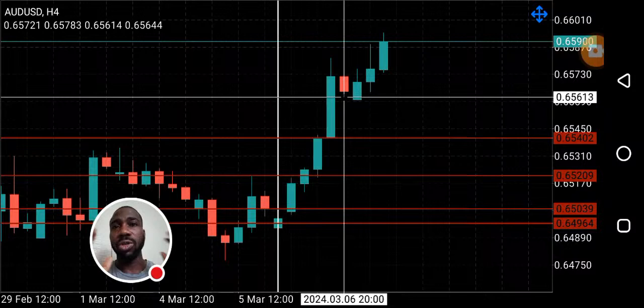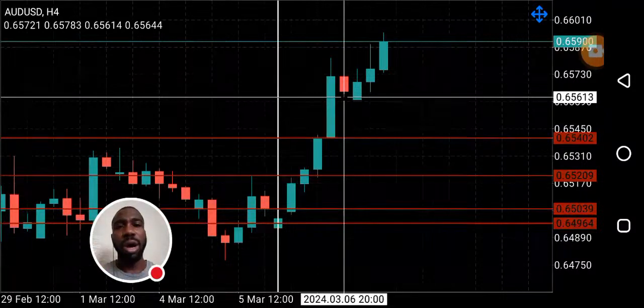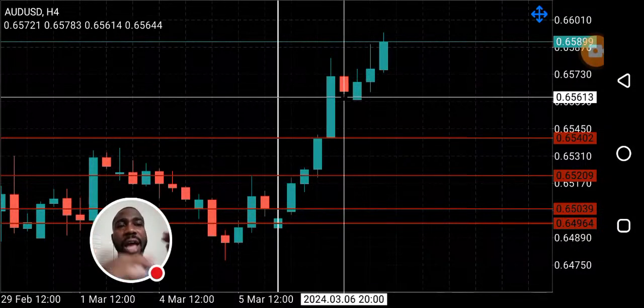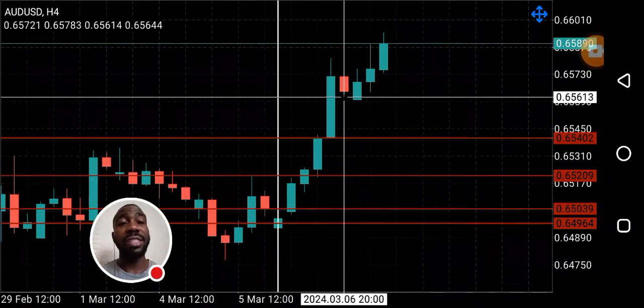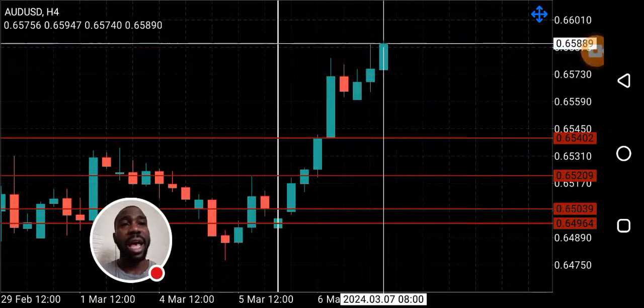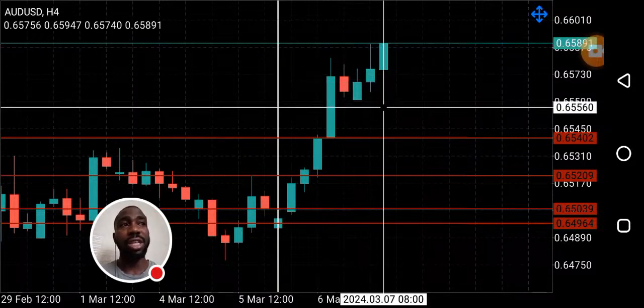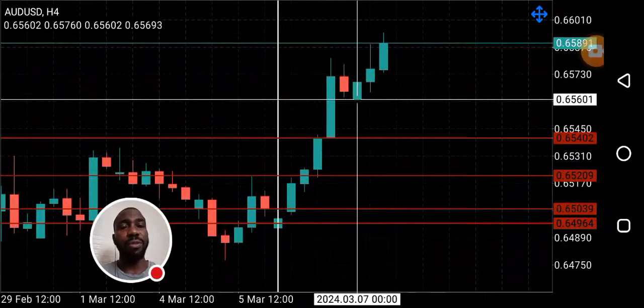Okay, now Australian dollar USD is still bullish, but I will not advise that you buy at the current market price. Buying at the current market price is at a very high risk. Yes, price has a high probability of going up, but personally, I wouldn't be taking a buy at this current market price. The risk will be too high, because if I decide to buy at this point, yes, I can set my stop loss around this level, but it will be very risky.